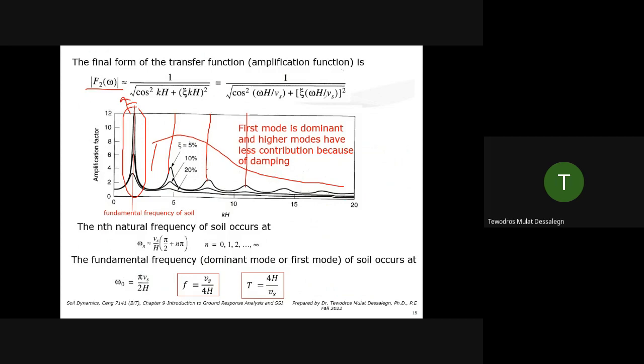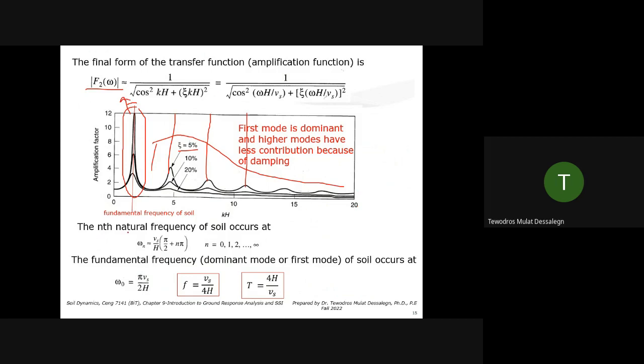So now, the takeaway is when we consider damping, the first mode is the more significant one, and the higher modes go down, especially for higher damping. You can see it. 5% damping is a higher magnitude than 10%, than 20%. The 20% is getting flatter.